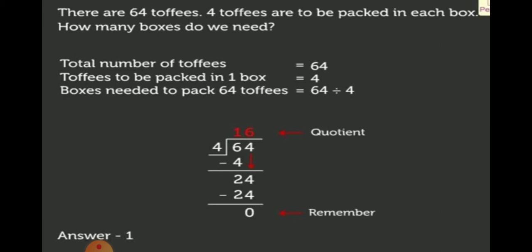Now we will take the first digit from the left, 6, because it is greater than the divisor. 4 1s are 4 and now we will subtract 4 from 6. We are left with 2. Again we will take the next digit, that is 4. Now we know 4 6s are 24, so we will subtract 24 and remainder is 0. That means 16 boxes are needed to pack 64 toffees.